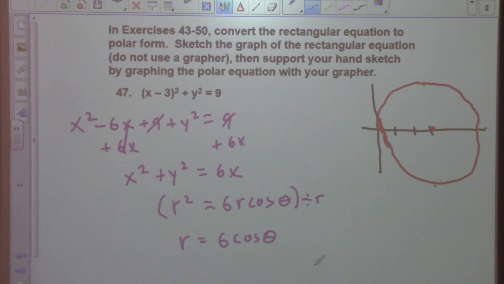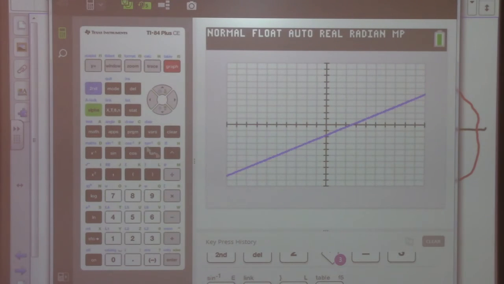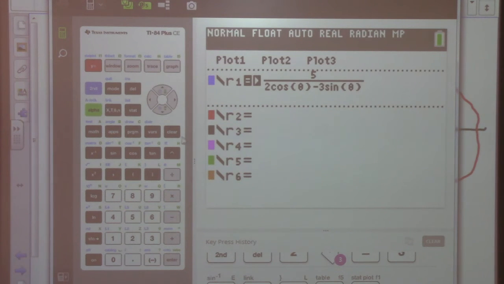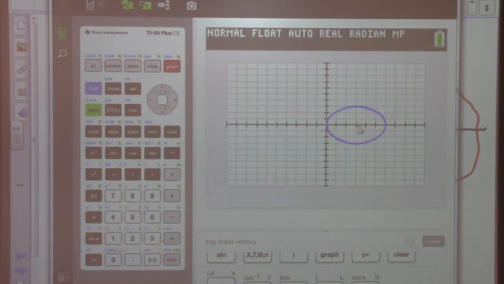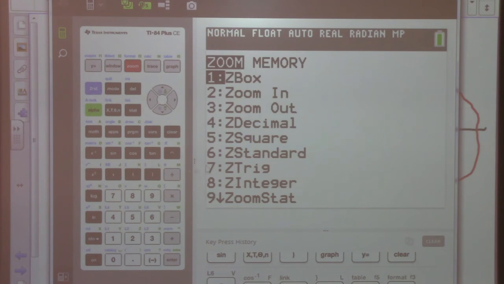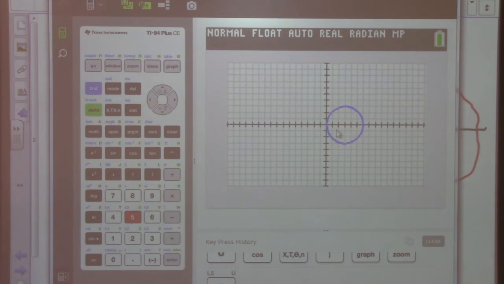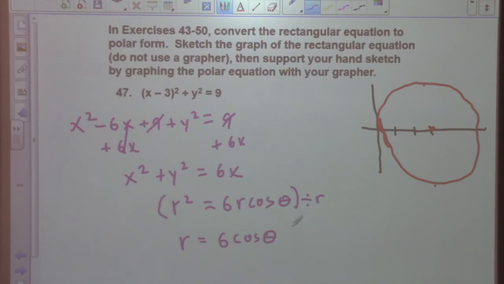And let's go graph that in the calculator, see if that's what we get. And Elizabeth, I believe this section is easier than what we were doing yesterday, because we had to complete this. So we have 6 cosine theta, and then we graph, and what do we get? Doesn't look like much of a circle, does it? But if we go to zoom square, we're going to square it up pretty well. Does that center look like it's at 3, 0?